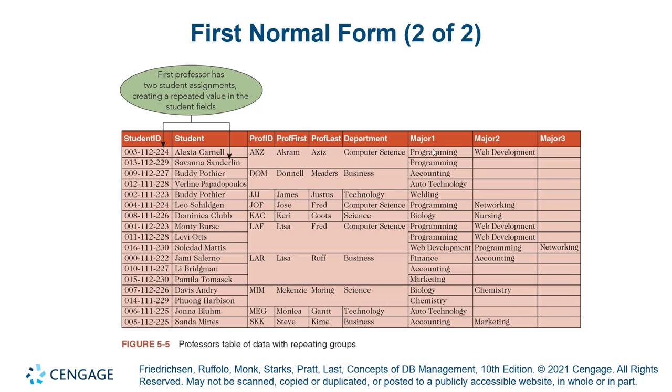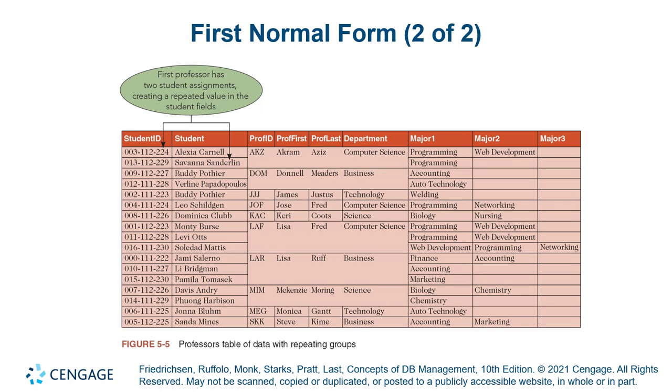We also have these three other fields at the end here, major 1, 2, and 3. While each column, each attribute, only has one value in it, these three fields are essentially the same. They're the same value type, so this is also going to keep it from becoming normalized.